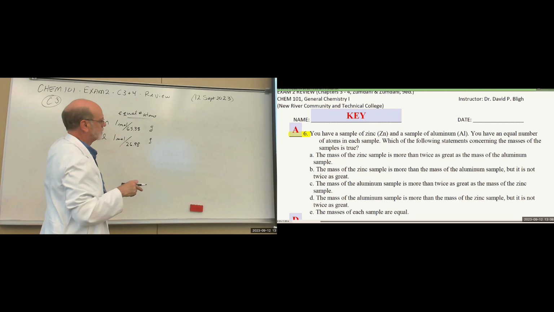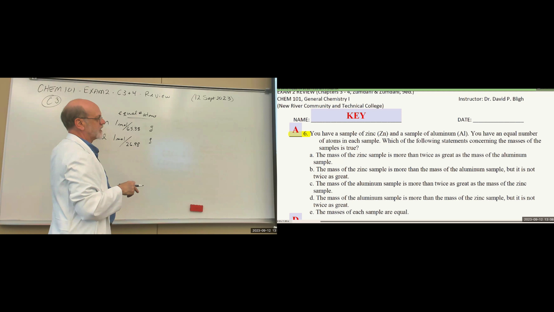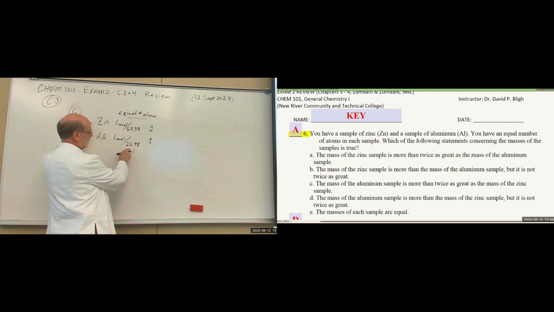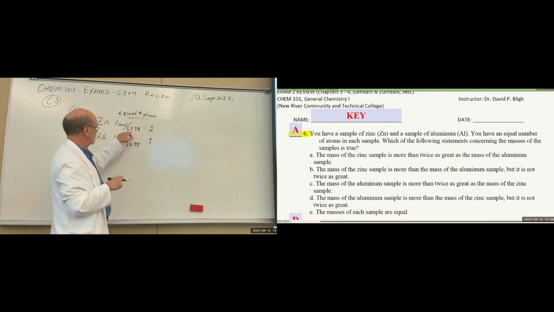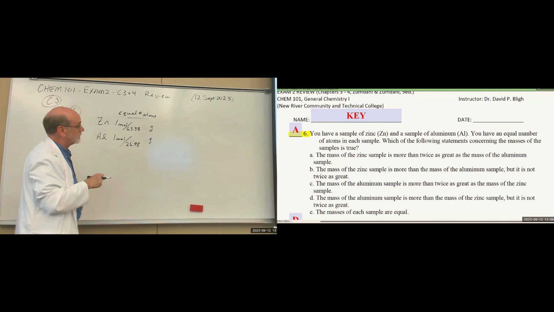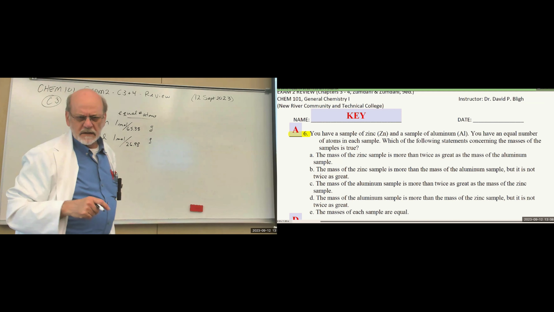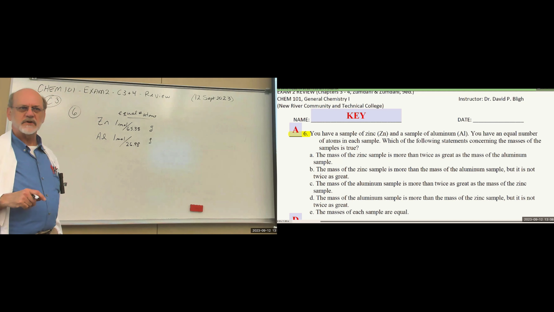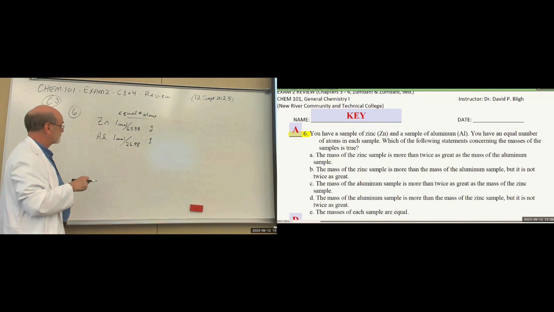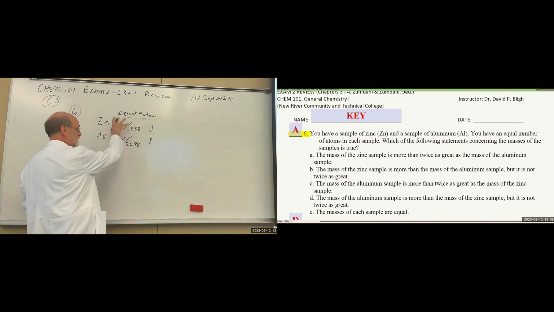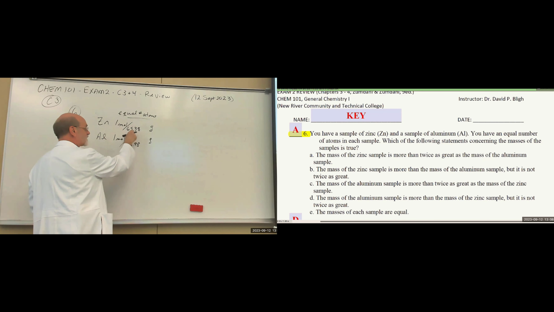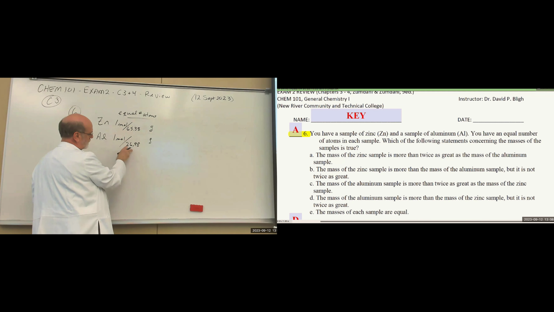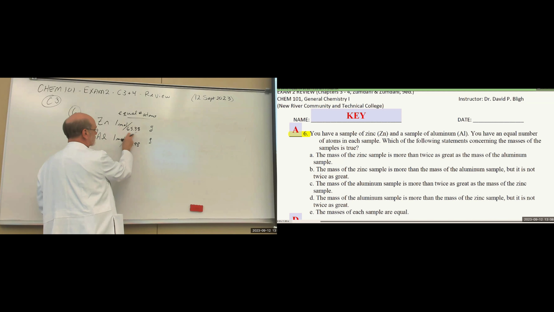The mass of the zinc sample is more than twice as great as the mass of aluminum. Is that right? 27 times 2 is 54. So yeah, it's more than twice as much. We don't have any squirrely ones in there, like 2 of the above, none of the above, and so forth. So we found the answer. If it's the same number of atoms, then that's the mass of that number. 1 mole, 1 mole. So zinc would have more than twice the mass of aluminum.